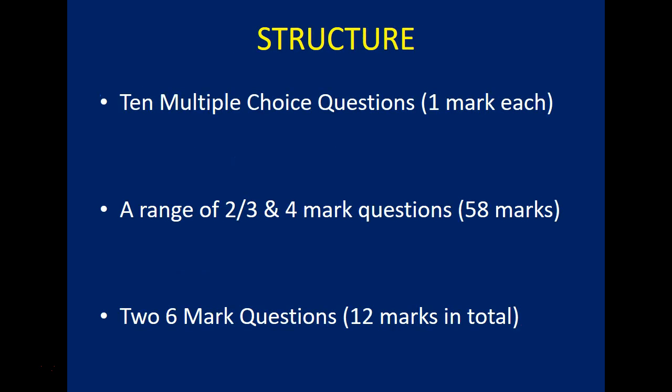So the structure of this exam: there's 10 multiple choice questions to start off with, each being 1 mark. We would hope that the majority of students would get at least 9 or 10 out of 10 of these multiple choice questions. They are your basic questions, and the right answer is there in front of you. You will then move on to a range of 2, 3 and 4 mark questions. Now this works out at 58 marks overall of the paper. And finally, at the back of the paper, there'll be 2 six mark questions, which is worth 12 marks in total.